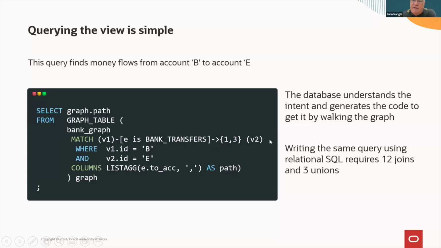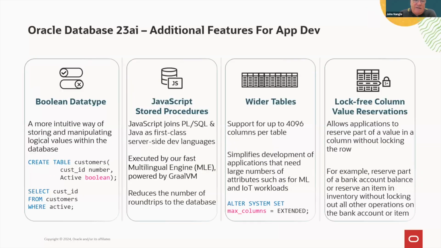And if we wanted to do that relationally, it would be pages of SQL, and it would require 12 joins and 3 unions. And if we wanted to increase the number of hops from 3 to 4, then we can easily do that using this particular query by changing the 1,3 to 1,4. But that would add another union and more joins to the query. So it becomes more and more complicated if you want to do it relationally. But it's very, very simple using property graph query language. So they're some of the things that we've introduced on the apps development side of things.